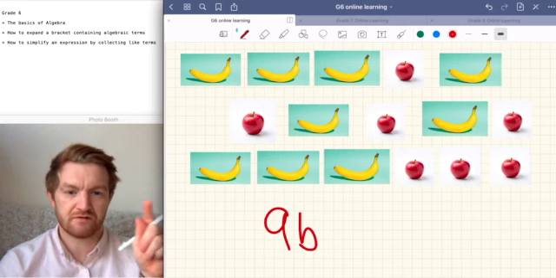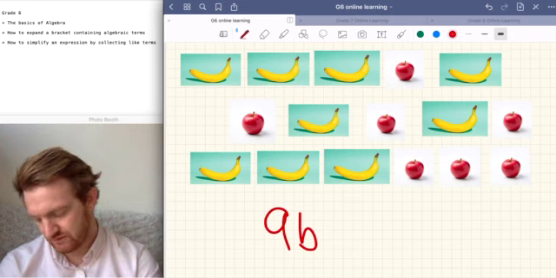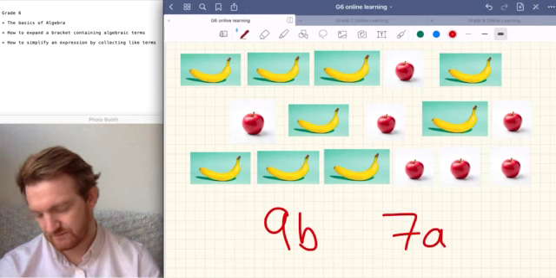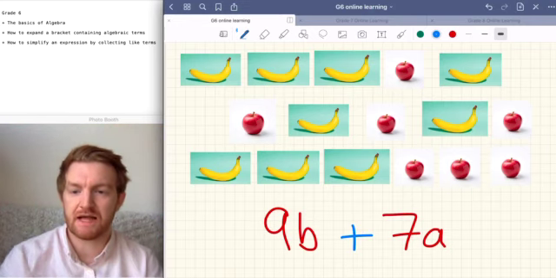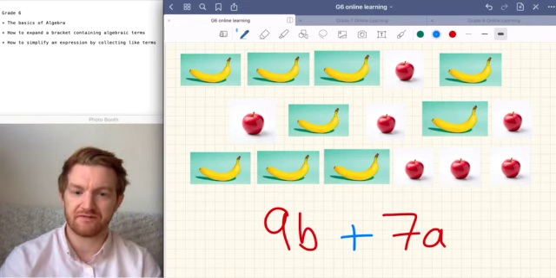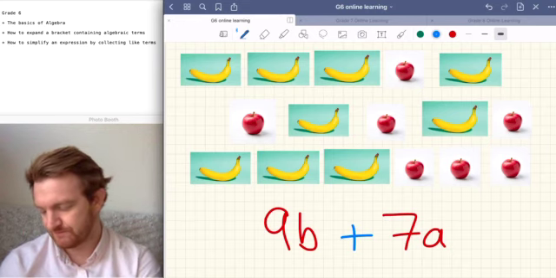We've got 1, 2, 3, 4, 5, 6, 7 apples. And we're combining them together. So we could take that picture and represent it with the algebraic expression 9b plus 7a. We've got 9 bananas and 7 apples.